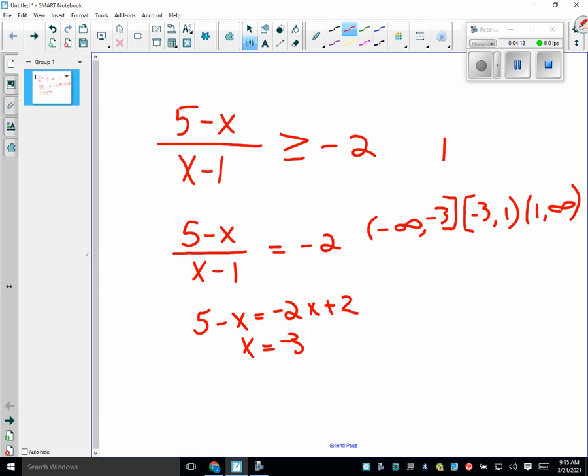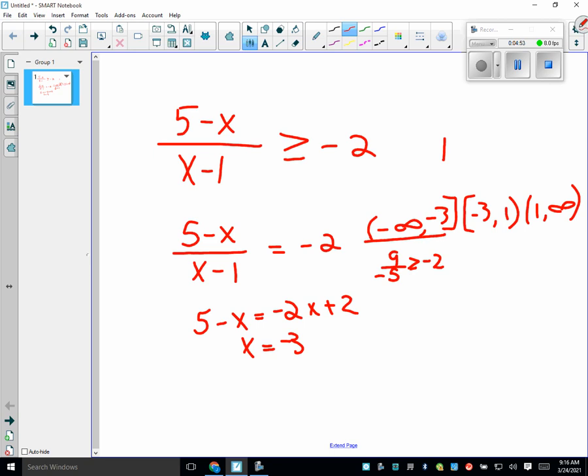Are y'all still with me? Okay. What number am I going to use here? Negative 4. Does that give me 9 over negative 5 is greater than or equal to negative 2? Is negative 9/5 bigger than negative 2? Yes. You have to think backwards when you're doing negatives. So this works.